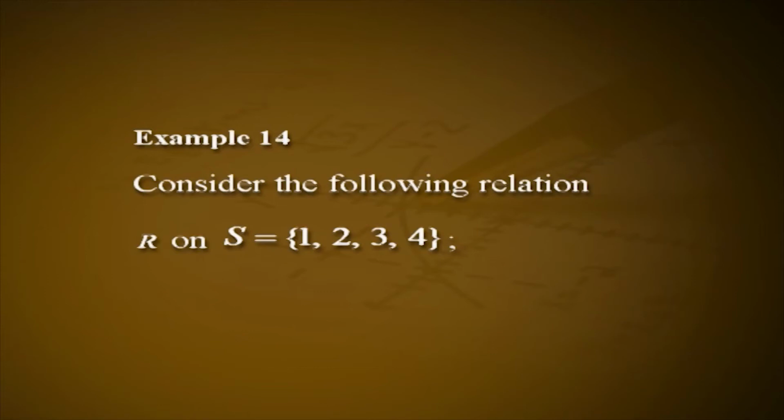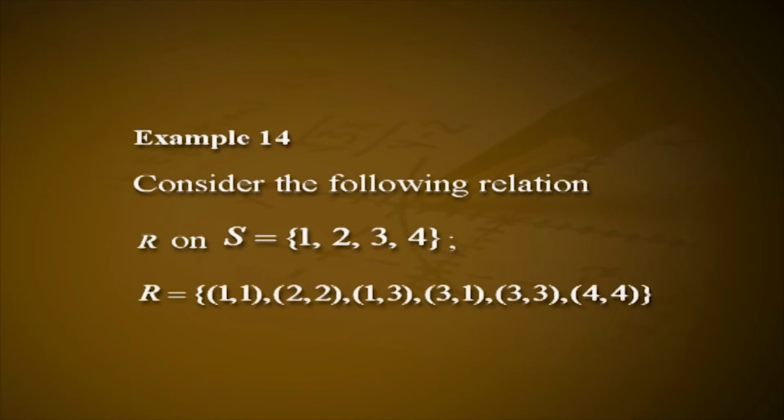Example 14. Consider the following relation R on S, the set consisting of 1, 2, 3 and 4, and R is the set of all ordered pairs (1,1), (2,2), (1,3), (3,1), (3,3) and (4,4). One can show that R is reflexive, symmetric and transitive, that is, that R is an equivalence relation.